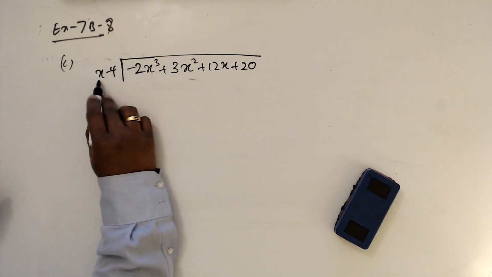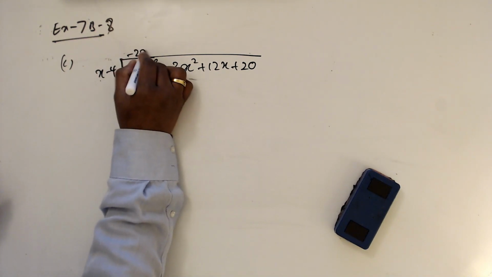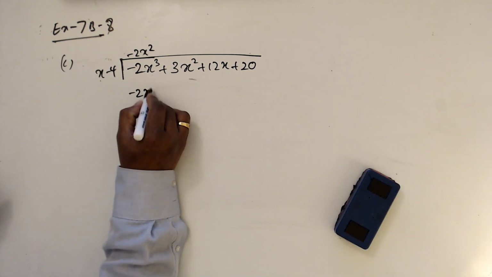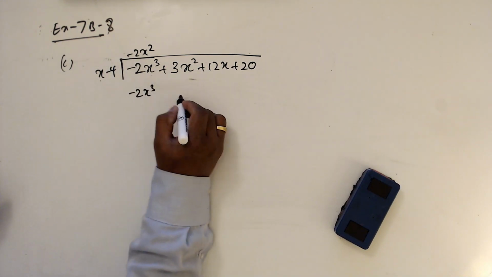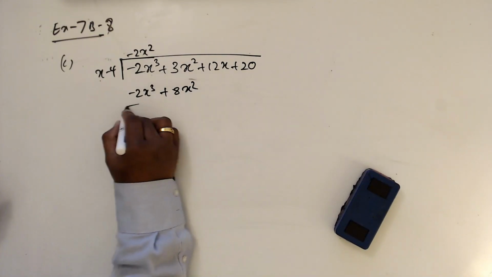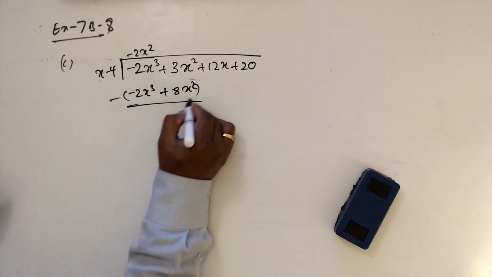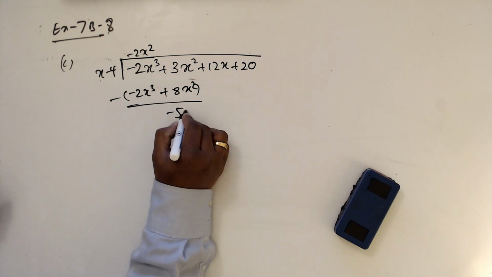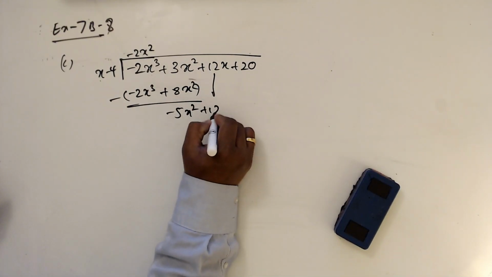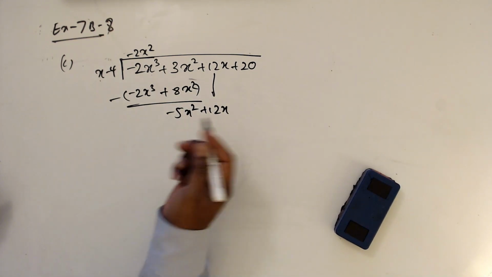Minus 2x cubed divided by x, it's going to be minus 2x square. Then minus 2x square times minus 2x cubed. And 2 times 4, 8, this is going to be plus 8x square. When you minus this one, it's going to be minus 5x square. And I'll bring this one down for the continuation.